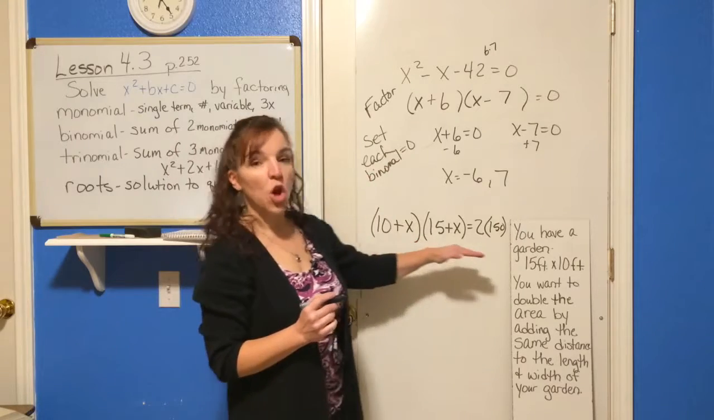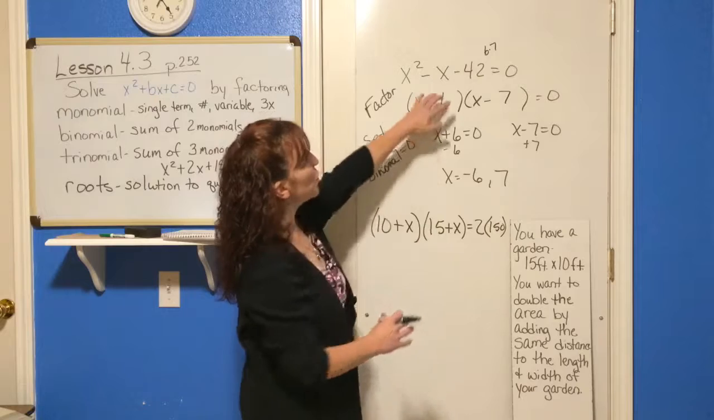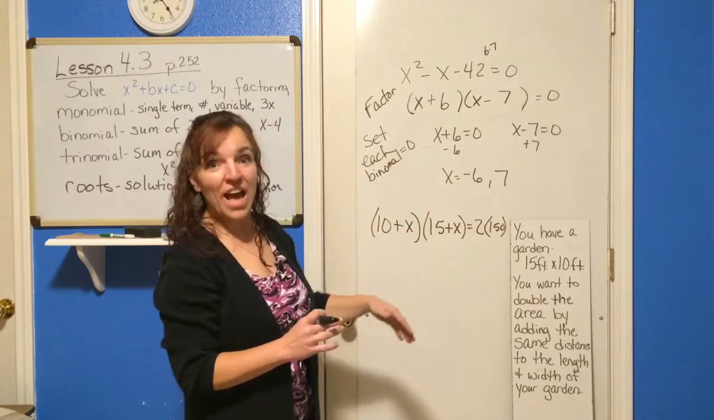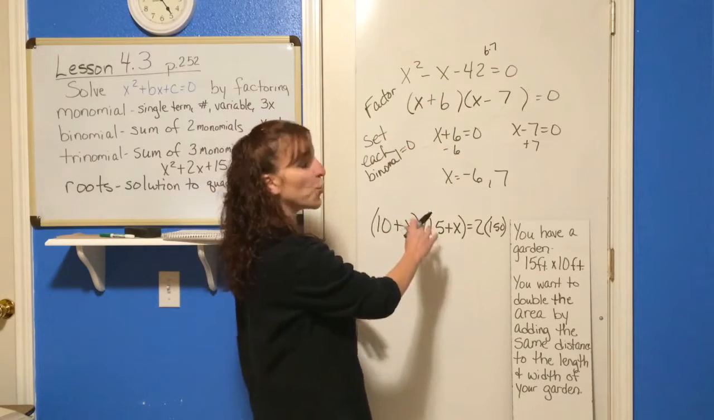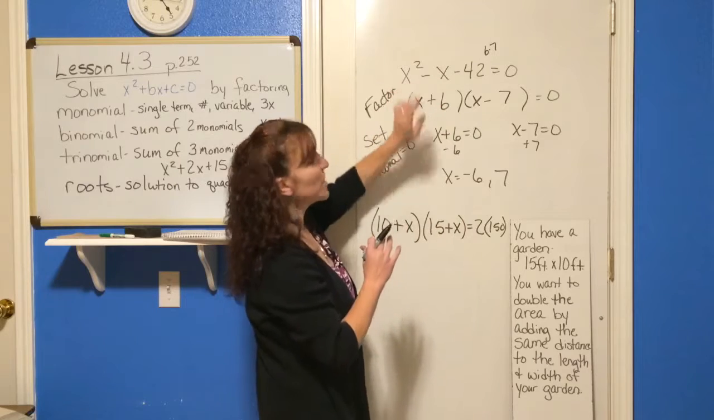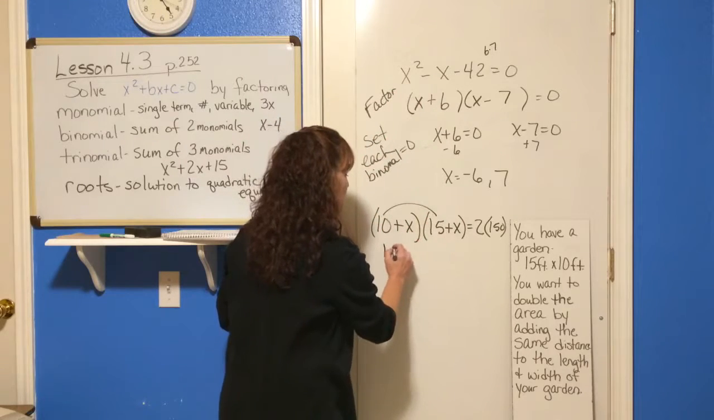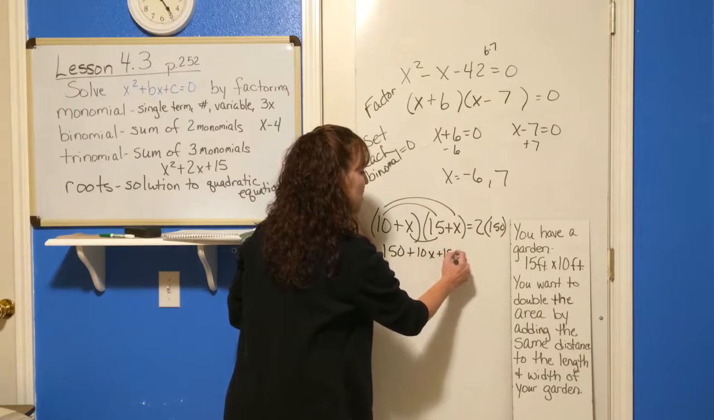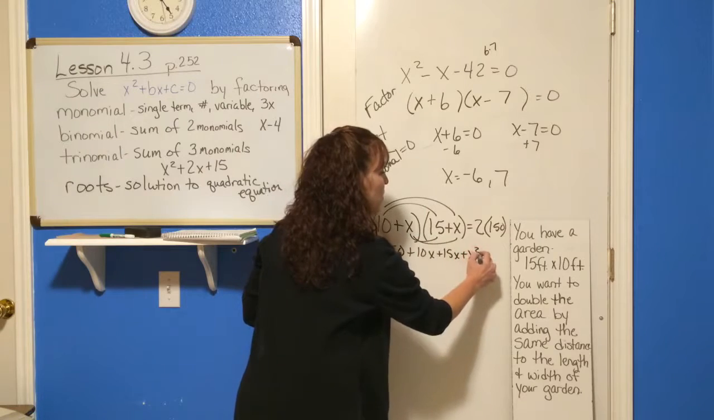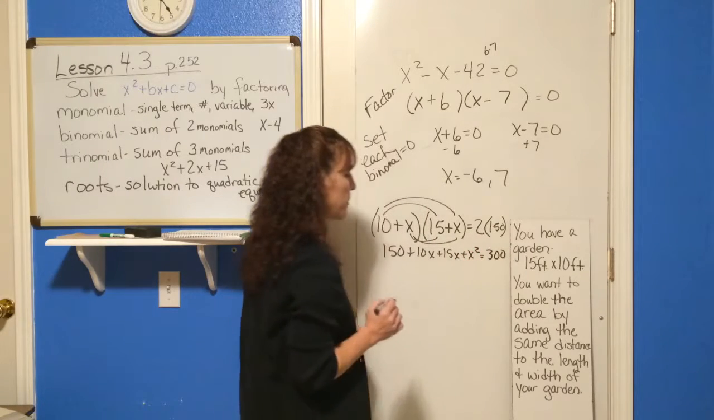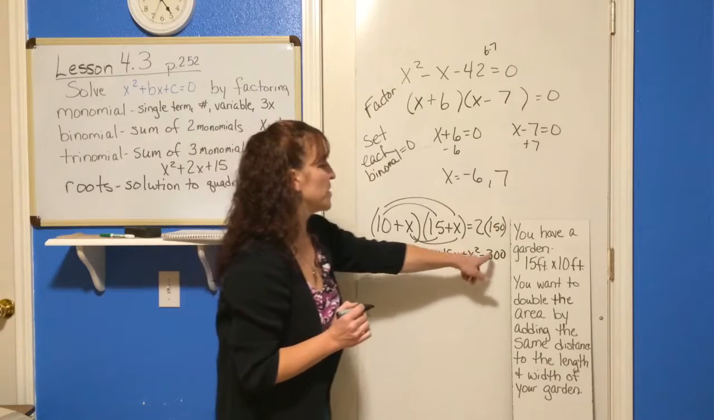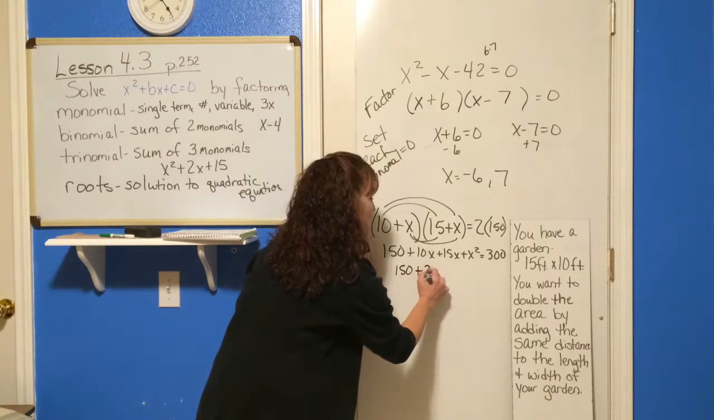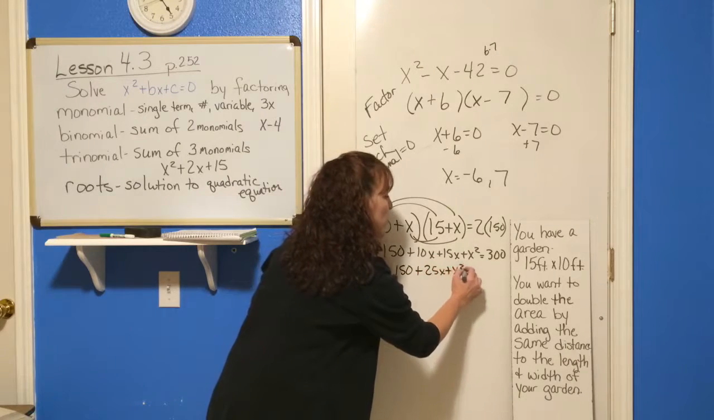Now in order to solve this, we're going to have to get it into this type of format. First we're going to have to multiply through and use FOIL, and then rearrange the numbers so it's in standard form. So 10 times 15 is 150 plus 10x plus 15x plus x squared is going to equal 300. Combining like terms, 150 plus 25x plus x squared equals 300.